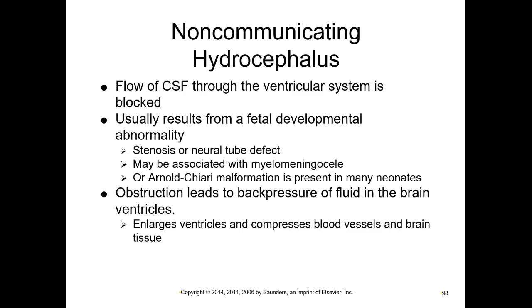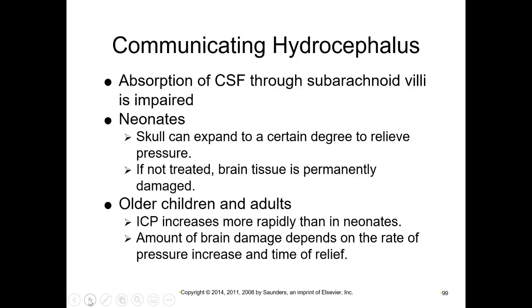This leads to back pressure of fluid up into the ventricles. The ventricles enlarge, they compress blood vessels and brain tissue, and if we don't do something, then permanent damage can result. The communicating kinds, absorption of CSF through the subarachnoid villi is impaired. The skull can expand to a certain degree. If not, the brain tissue is going to be permanently damaged.